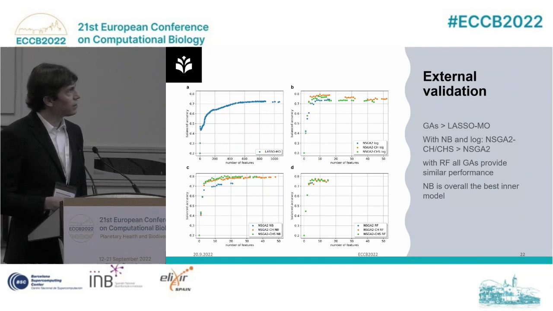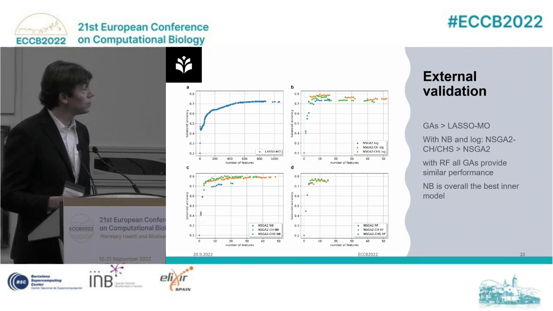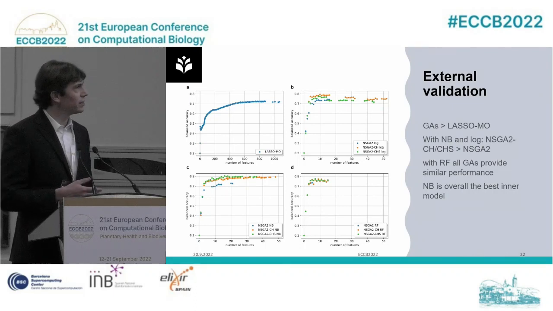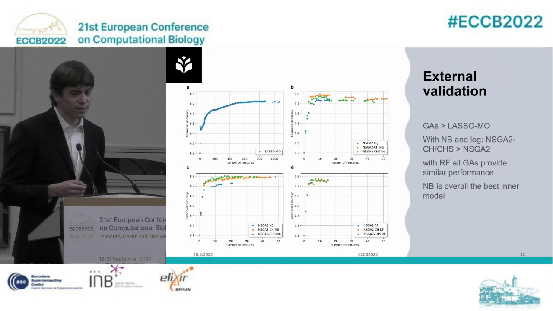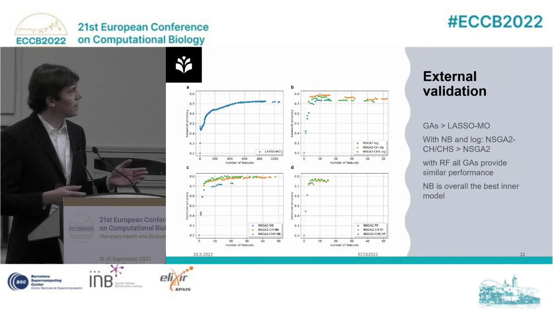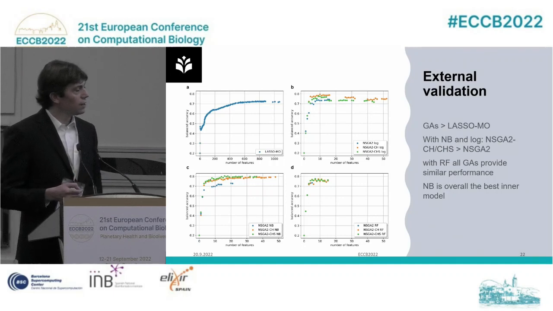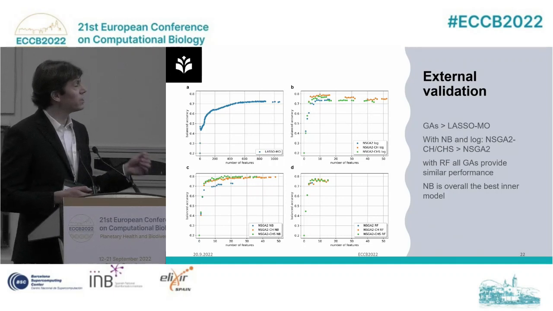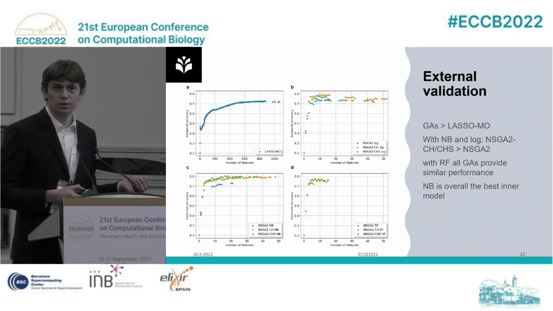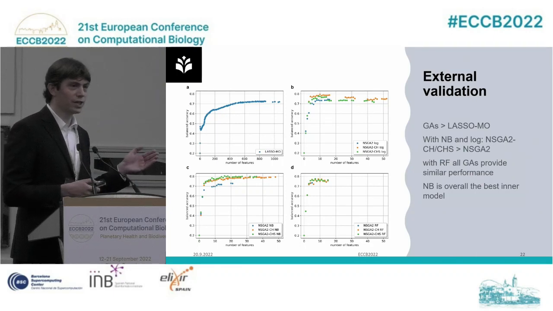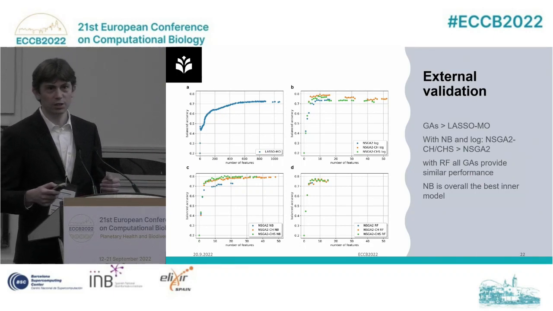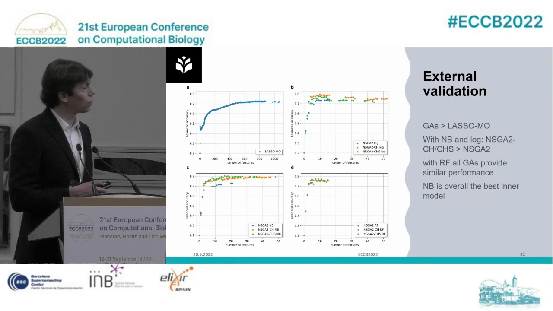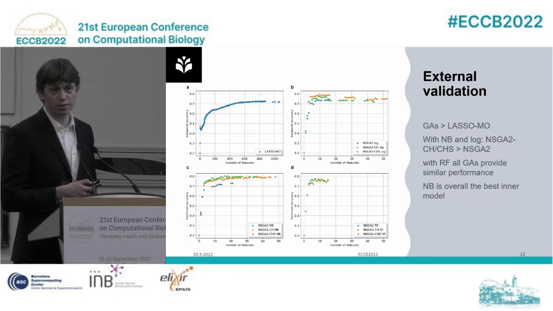Well, these are the results of the external validation. Also in this case, we can see that the genetic algorithms perform better than the Lasso multi-objective, and that in general, our novel algorithms perform better than the NSGA2. And also, we can notice that the drop in accuracy from cross-validation inside the TCGA to external validation from TCGA to ScanB is not a great drop, just by 0.05 more or less.